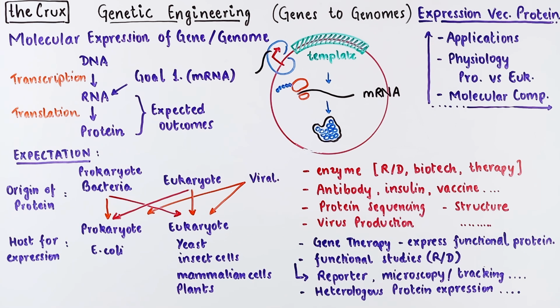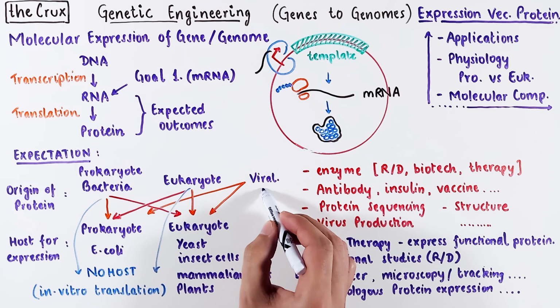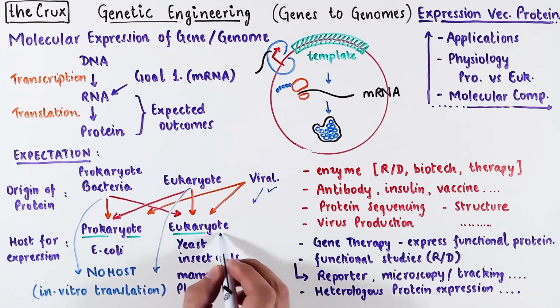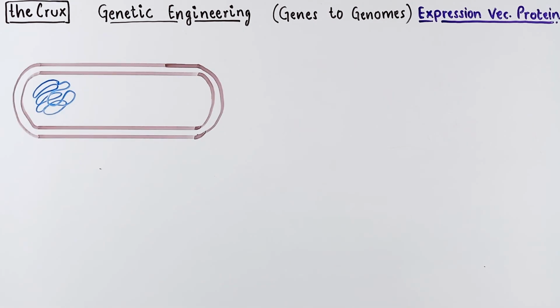A wildcard situation is to express a protein without a host. This is called cell-free or in vitro translation, which works on a similar principle to in vitro transcription. You can express most any protein with this method, but it's not perfect. By and large, there are only two types of protein expression systems. So let's dive into their physiology.